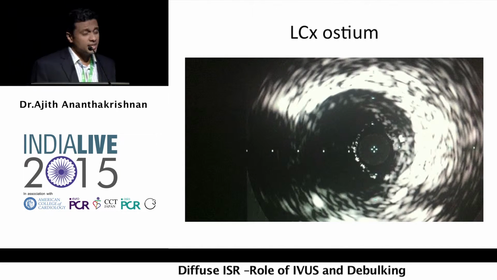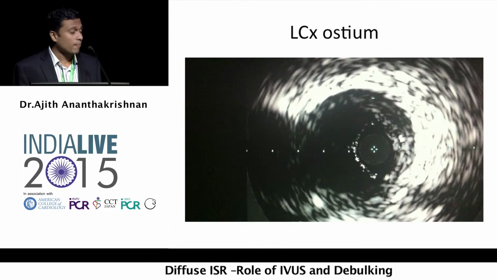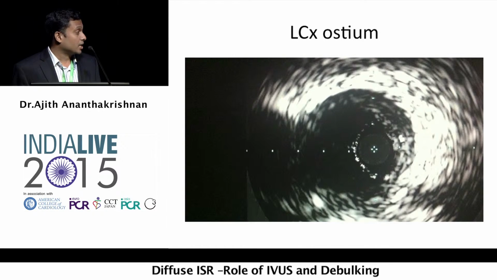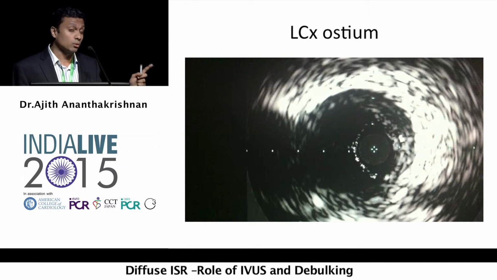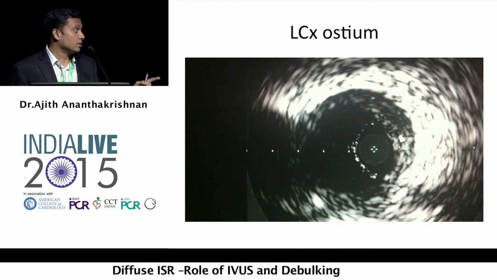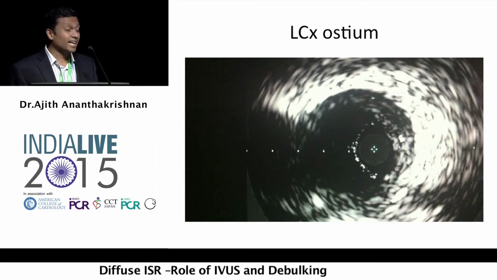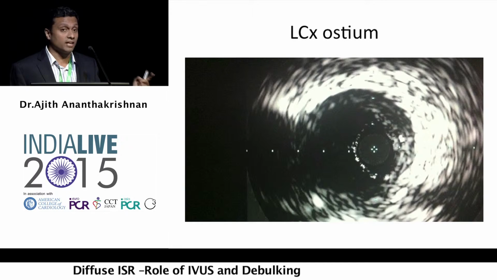So with this, we planned debulking with rotablation. Two things we should remember when we rotablate in in-stent restenosis. One, rule out significant under-expansion, because otherwise you're going to cut through the struts. Second, you should rule out stent fracture, because the fractured stent strut will hit the burr, and then you have catastrophic complications.